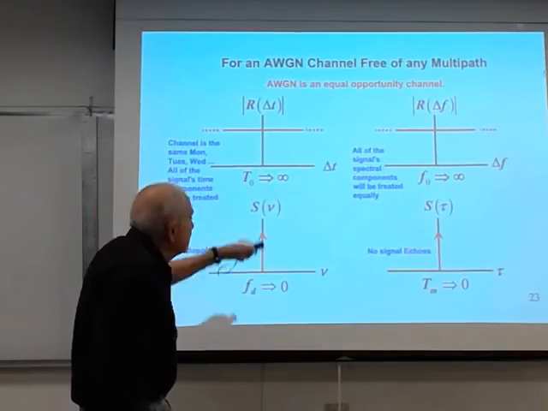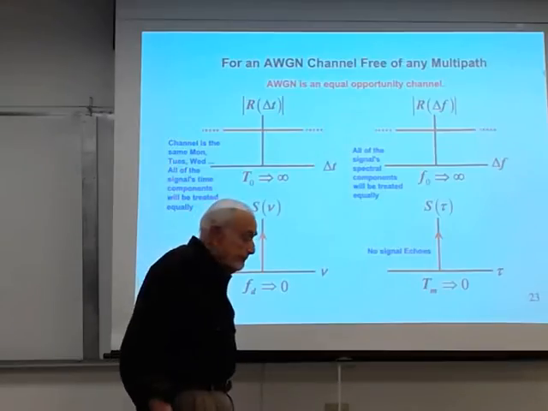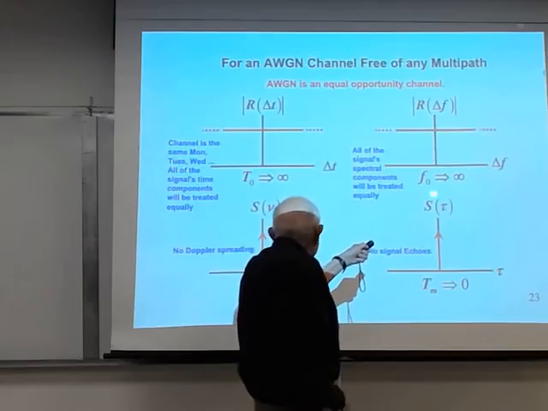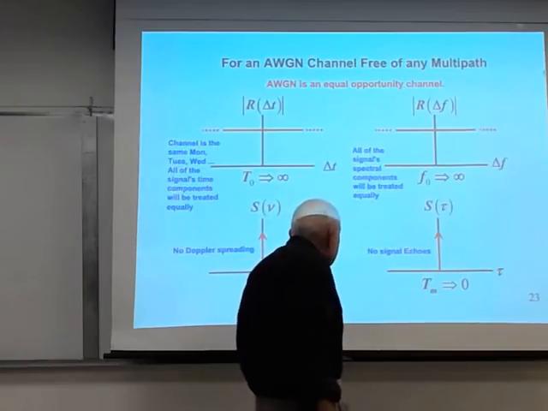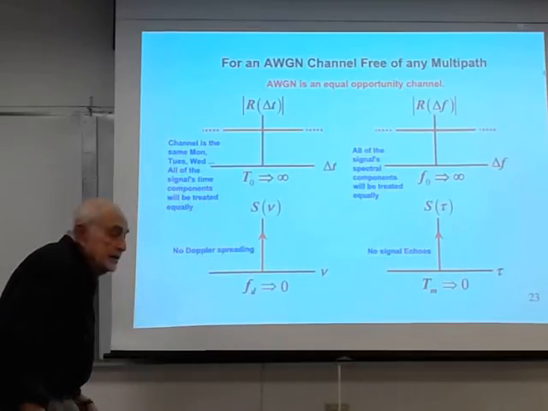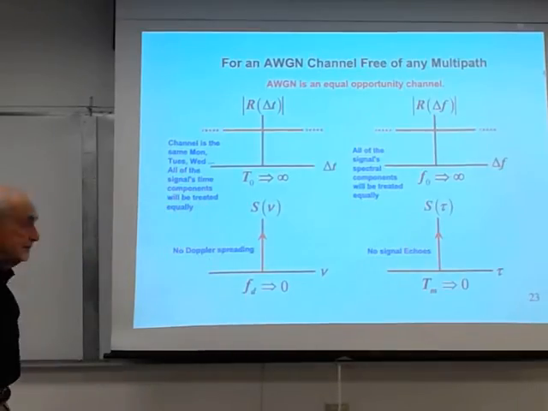Flat is what the correlation function looks like. And f sub 0 goes to infinity, just like t sub 0 goes to infinity. There are no signal echoes. There is no Doppler spreading if there were no multipath.